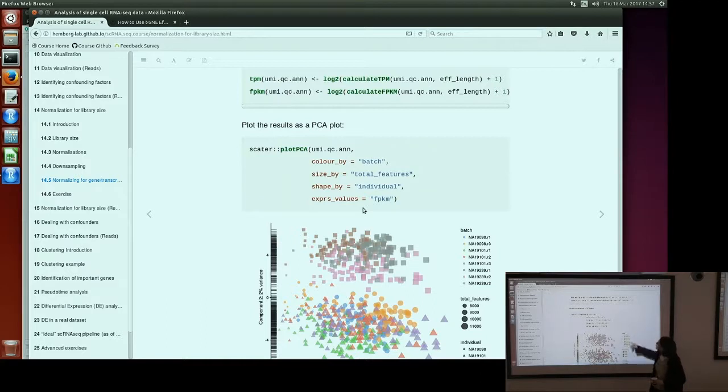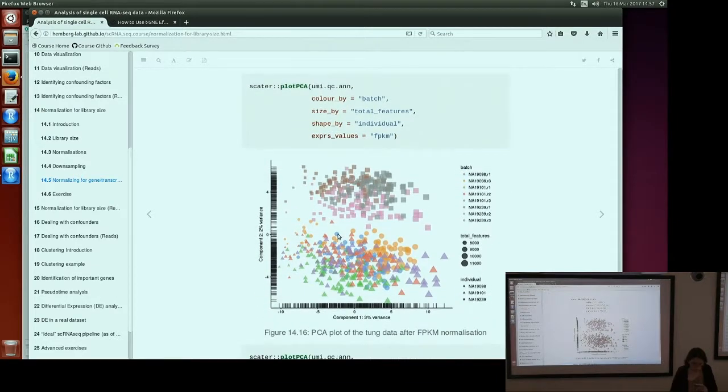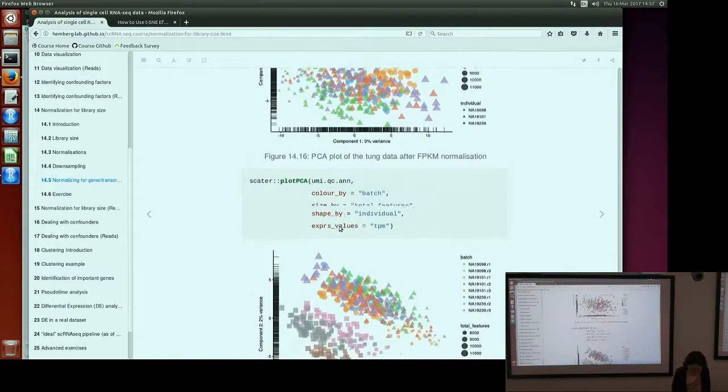In Scater, Scater will automatically do this for you once you've got the known gene lengths. And this is what you get afterwards, which isn't very helpful, but we've already discussed why that's not helpful for this data set.